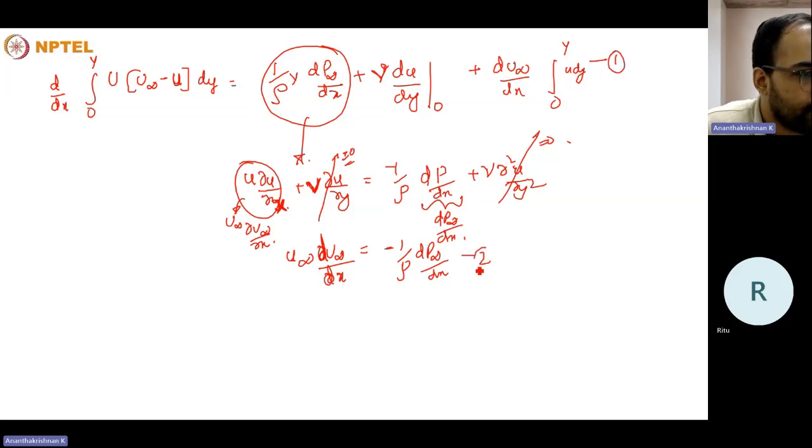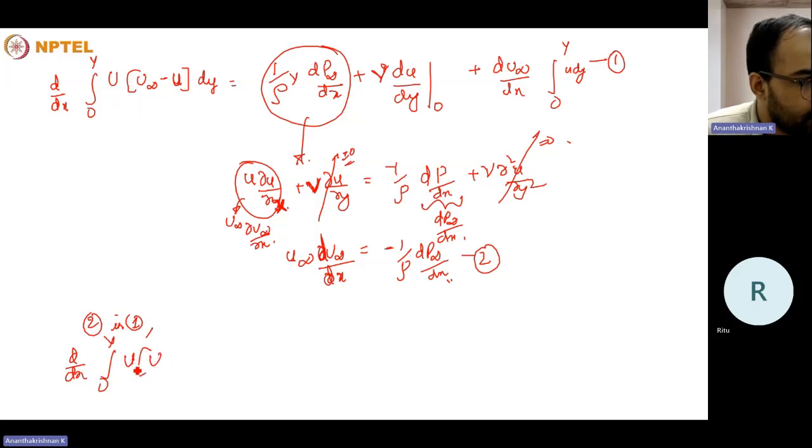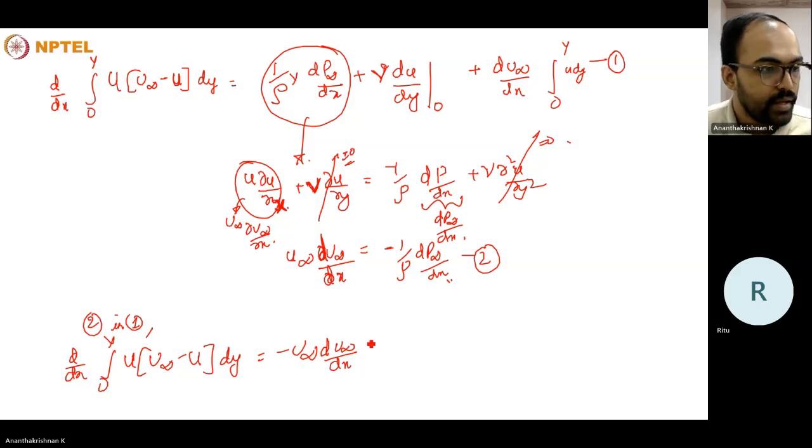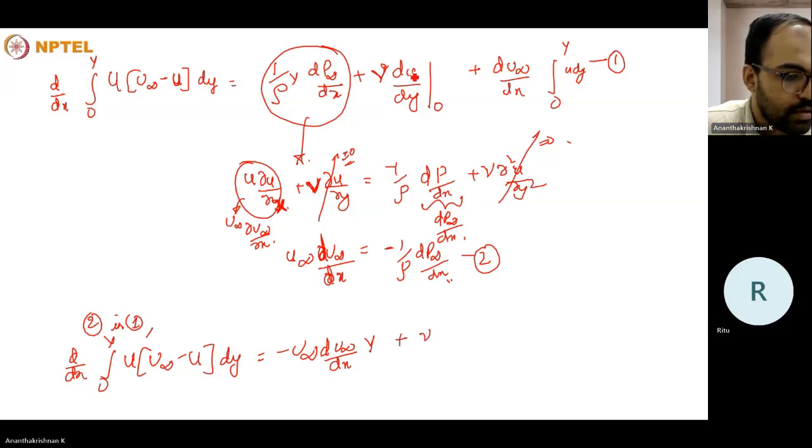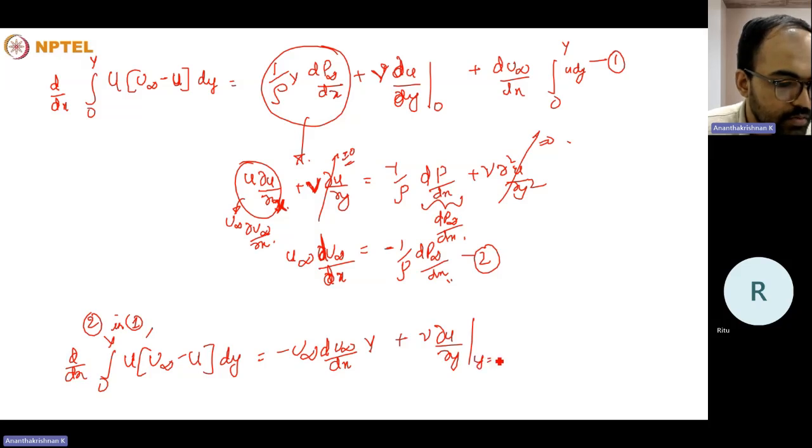If you denote it by 1, this will become 2. Substitute 2 in 1, and you get d by dx of integral 0 to y u into (u infinity minus u) dy, minus u infinity du infinity by dx into y, plus nu into dou u by dou y at y equal to 0, plus du infinity divided by dx integral 0 to y u dy.